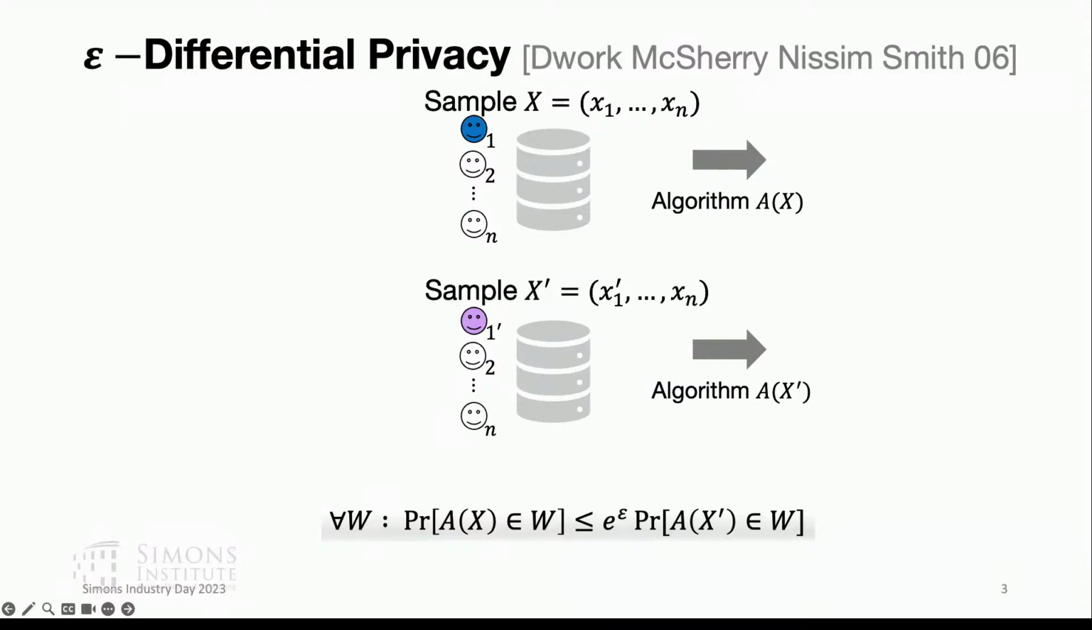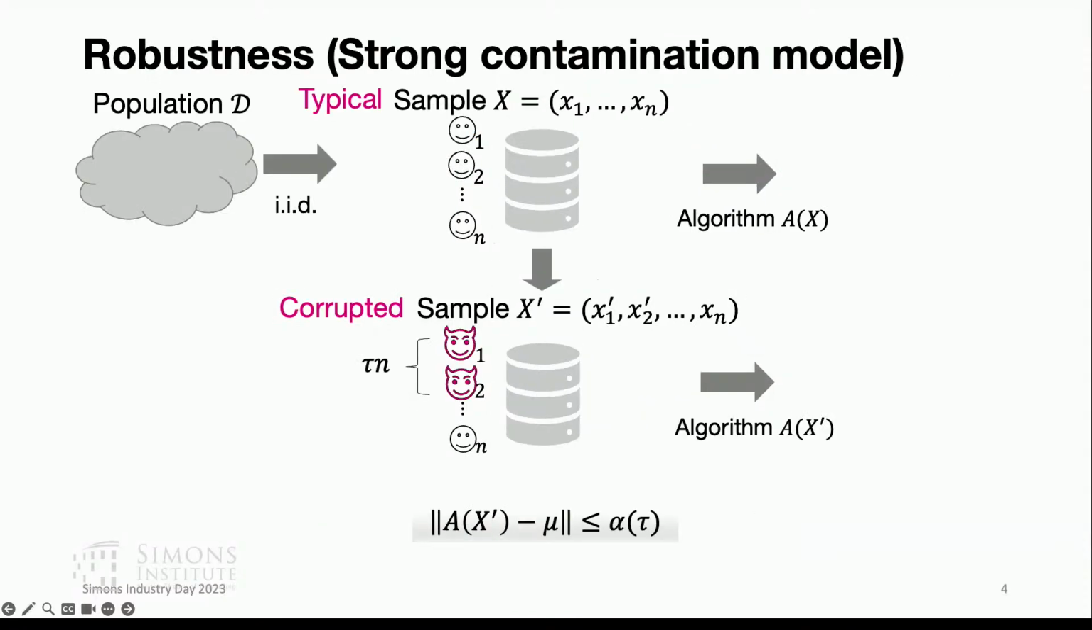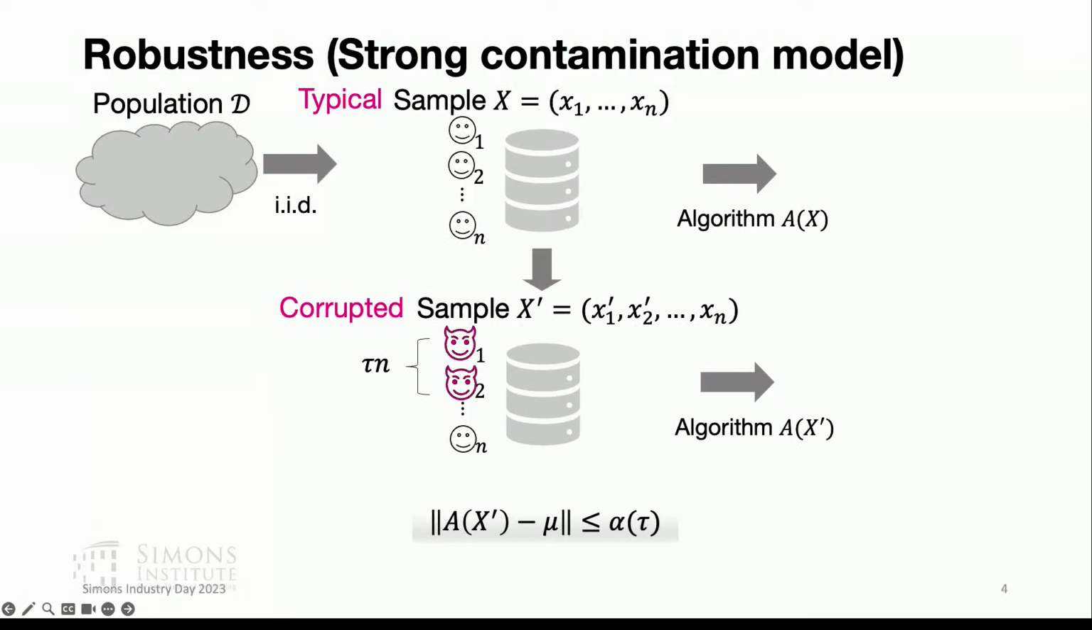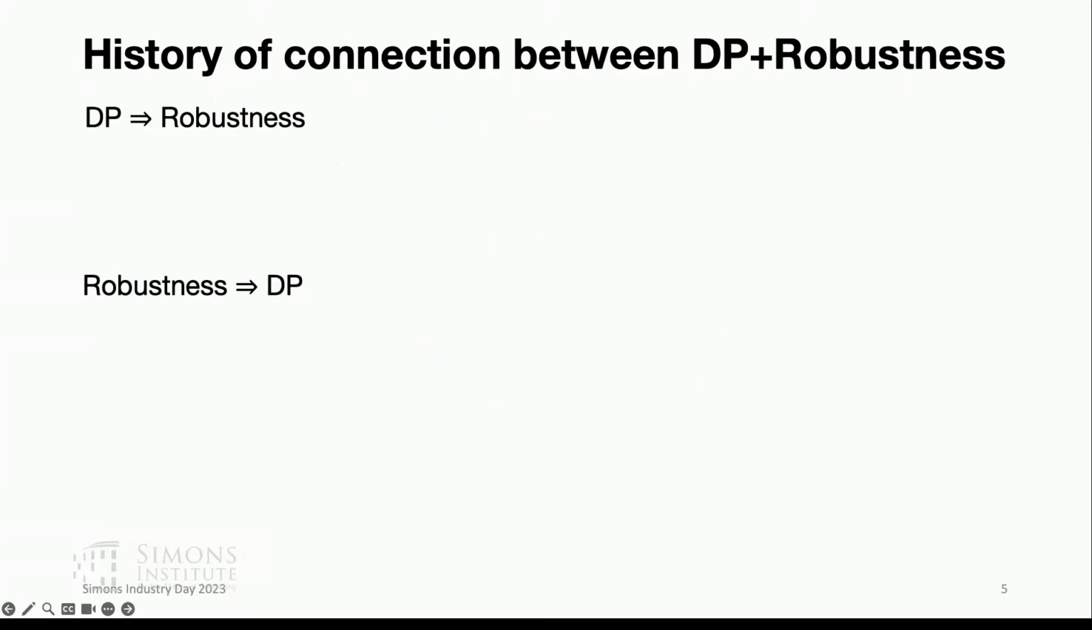Now, robustness says that if I draw a typical sample X, not worst case this time, just a well-behaved sample from a distribution D, but an adversary comes in and corrupts a fraction tau of my data points, then the output of my algorithm should still be accurate on any corrupted dataset. So the output should still be close. I measure the accuracy with alpha of tau because the accuracy of the robust algorithm will depend on the fraction of corruptions in its input.